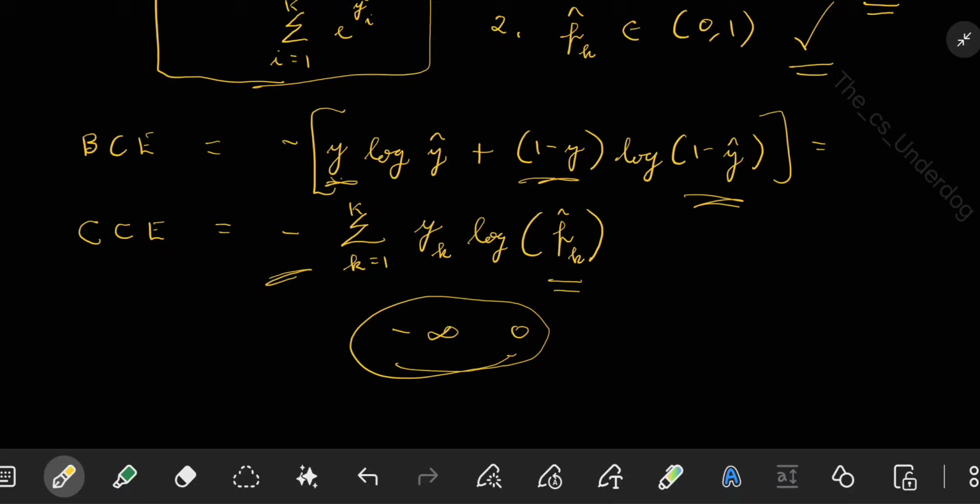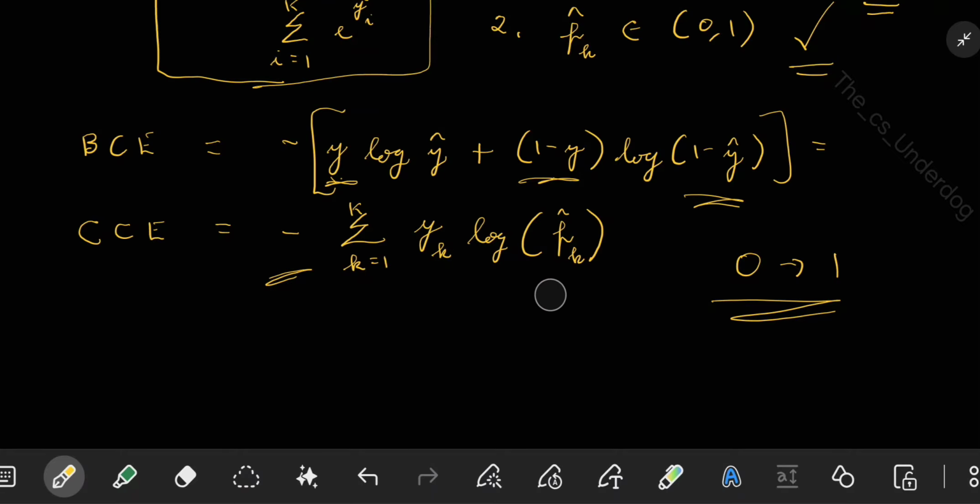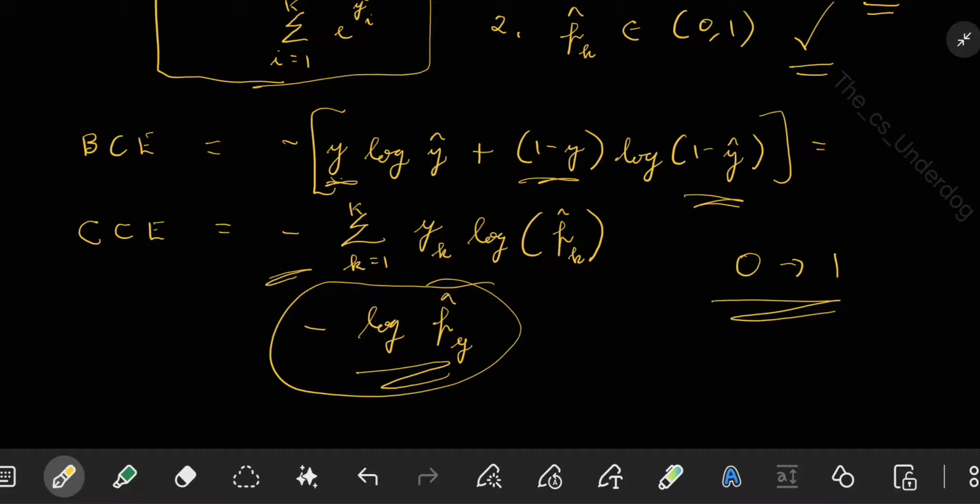And whenever your probability is high, that is, this value pk cap will be a value between 0 and 1. Let us say for this particular yk, the right yk. I'm talking only about the actual true class here, because I already told you the final formula will have only one particular log remaining. Only this will remain. All other yk will be 0.